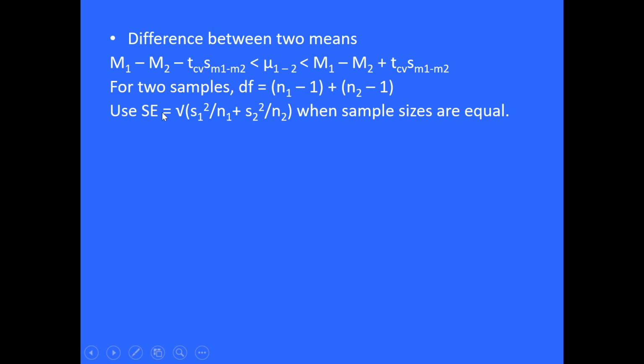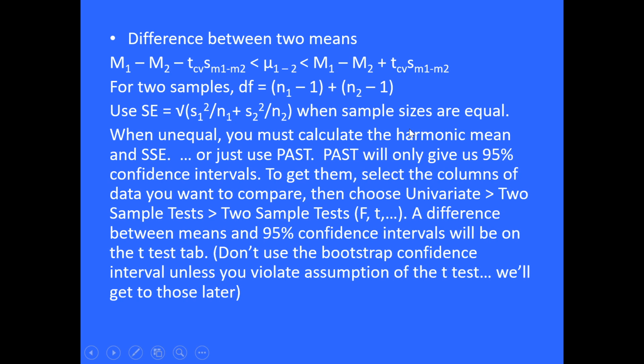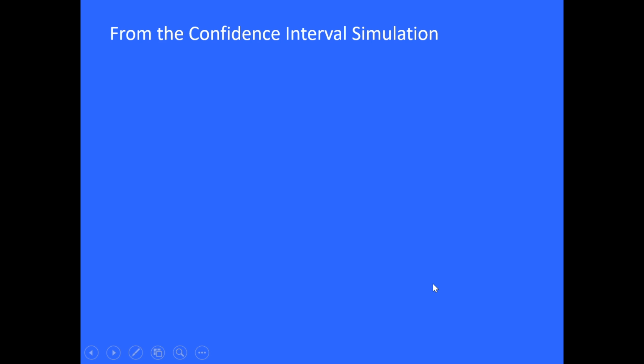Now, here's the thing. This is where we're going to diverge a little bit from what we were doing in the last chapter. You can only use this approach when the sample sizes are equal. If the sample sizes are not equal, then we're going to use past. That is because this standard error, you can't use it if the sample sizes aren't equal. You have to generate something called a harmonic mean, which becomes a real pain to calculate. All right, well, let's look at an example.